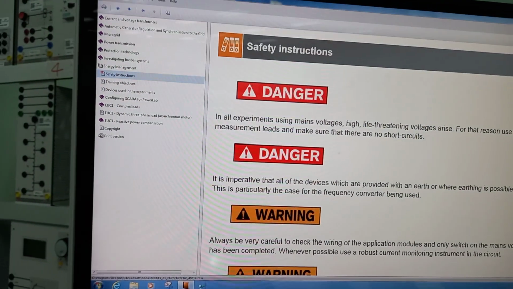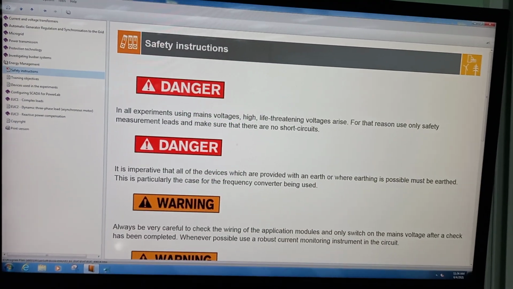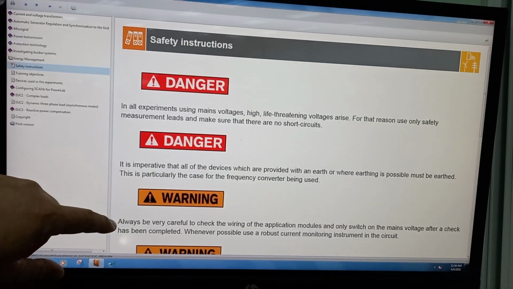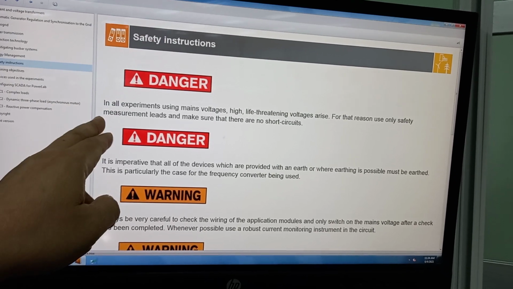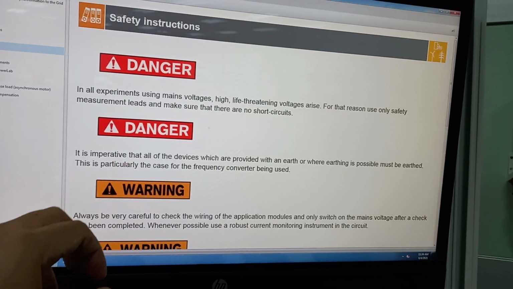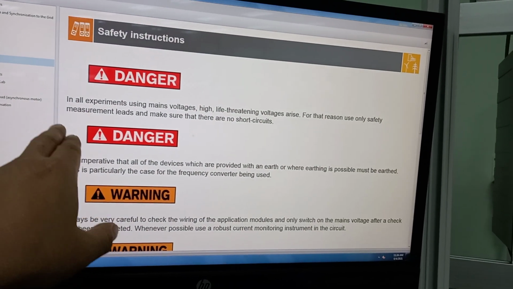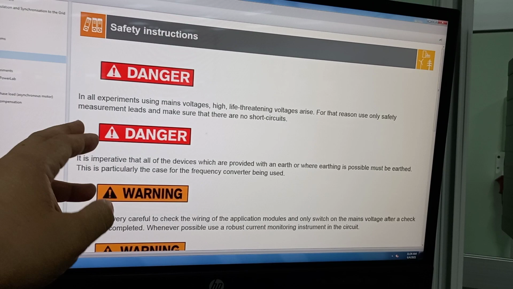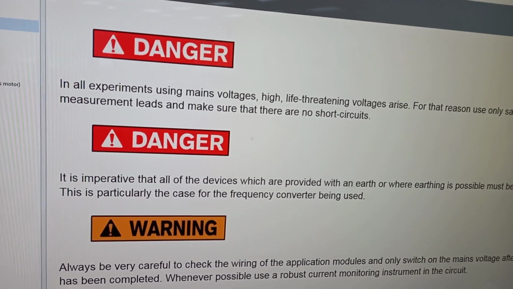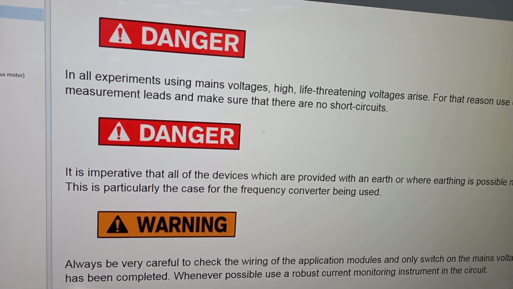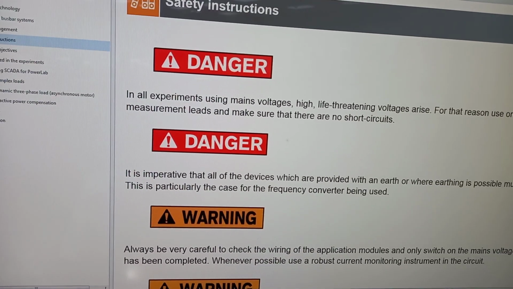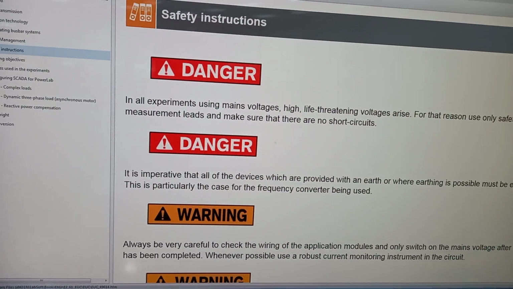So it's good every time when we start our session to read it. For instance, it tells about what precautions have to be taken into account. For example, here it's mentioned: in all experiments using mains voltage, there is high, life-threatening voltage. For that reason, use only safety measurement leads and make sure that there are no short circuits.